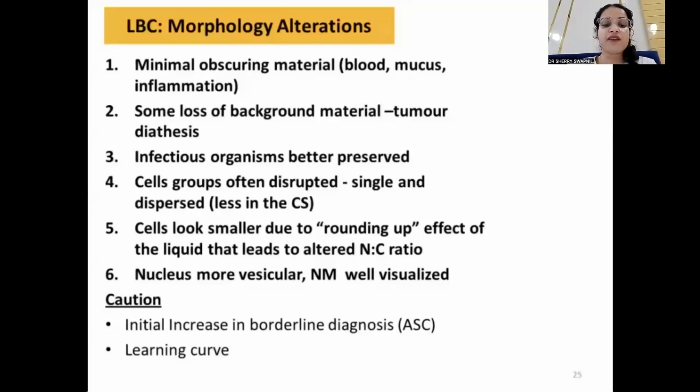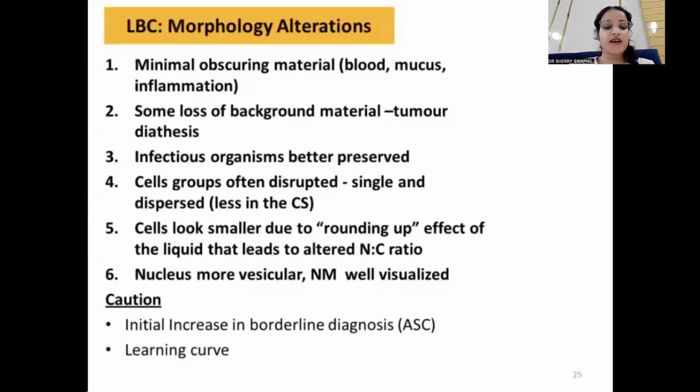So this is the point where we should look at the normal nucleus of the cell. Rounding up of cells may give you a false appearance of ASCUS or any atypical cell because of a falsely increased NC ratio. But as we look, the nucleus is more vesicular, the nuclear membrane is well visualized, so we can clearly see the nucleus, its nucleoli, its chromatin. So in that case, LBC is better than conventional smear.